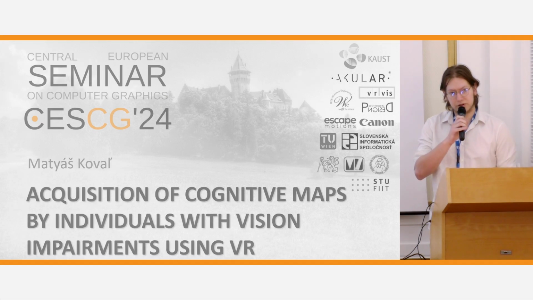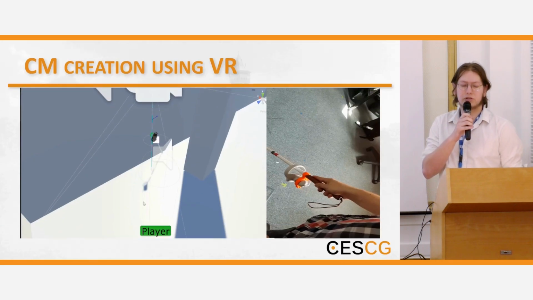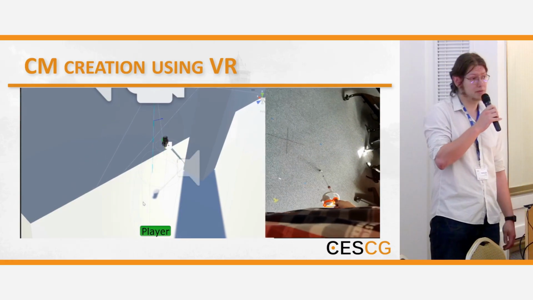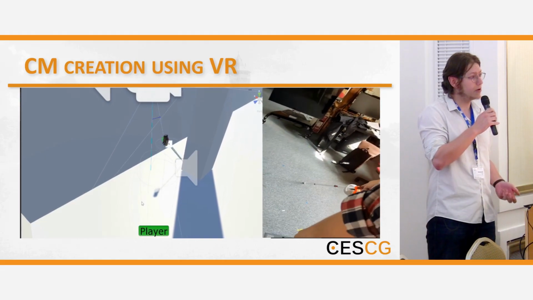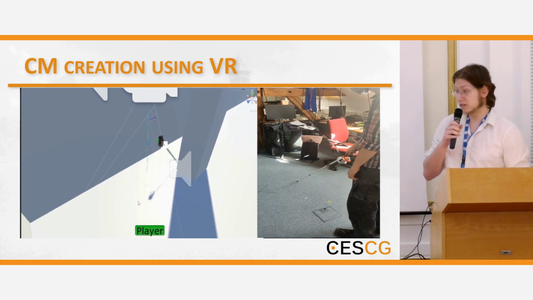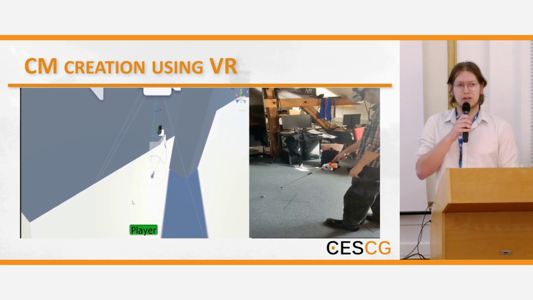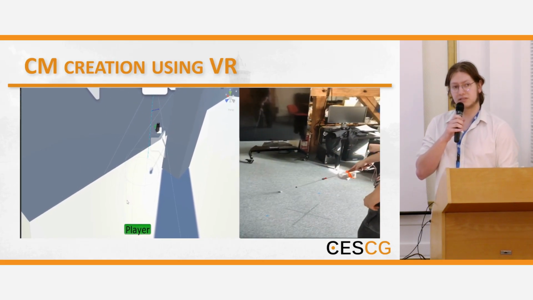Hello, my name is Matyáš Kval from CTU in Prague. Now, whenever you need to get an idea about your surroundings, you just usually take a look around and figure them out. Unfortunately, visually impaired individuals don't really have this option available, or it is limited to some capacity. They have to rely on other means, for example, their white cane. Now, if you'd like to see how we've utilized virtual reality to help them with this task, be sure to visit my presentation.